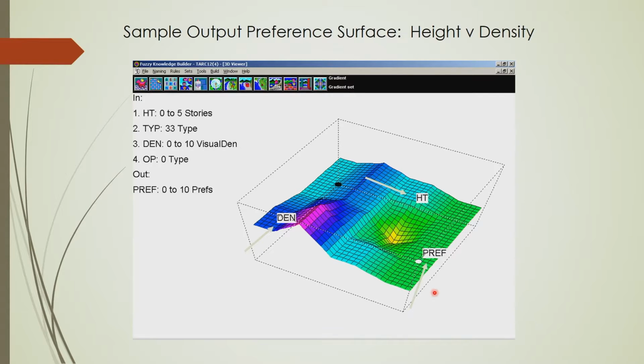So I'm not going to belabor you with another one of these, but this is an example of what that surface looks like. I think what we're looking at here is height, 0 to 5 stories. This is moderate height. There's a preference for 2-story buildings, actually, at high visual densities, right here. And as the visual density drops off, the preference drops off.